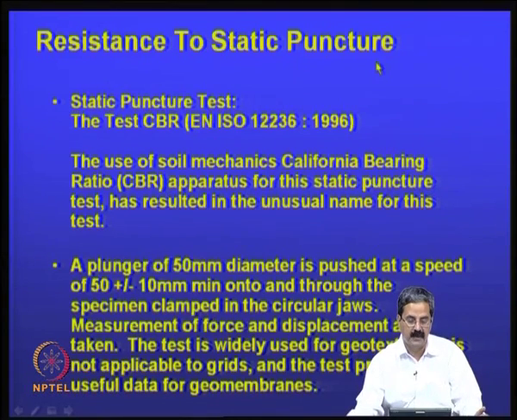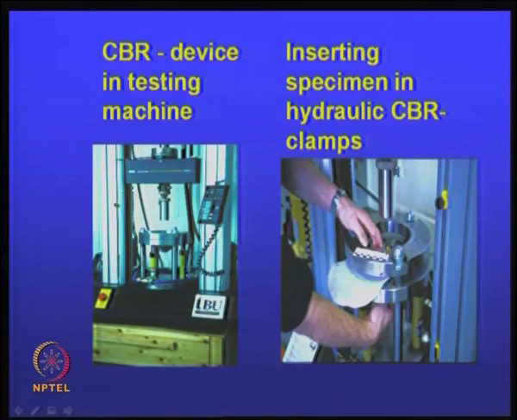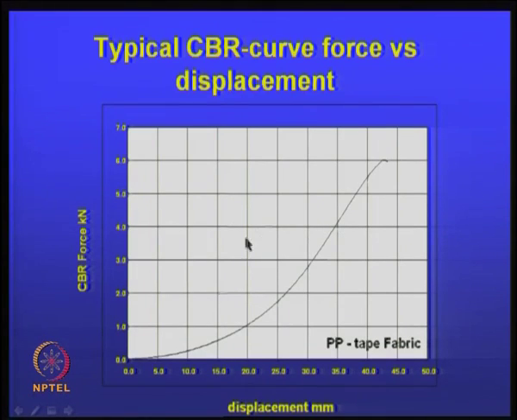And resistance to static puncture, actually, is a modification of the CBR test. Here we try to make a puncture and measure the load versus deformation, similar to the CBR test. Here also we get the same thing. We see how much load it can take, like this one, which is on a polypropylene tape fabric.